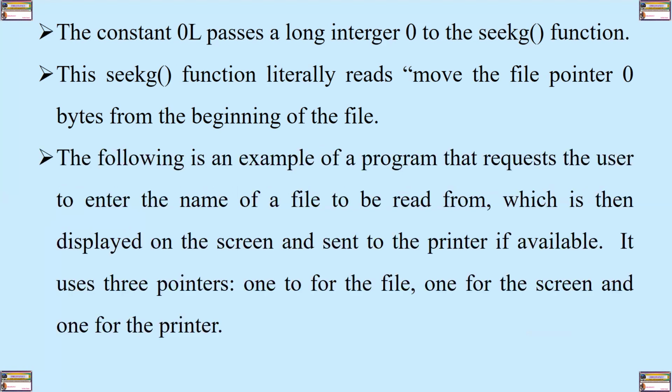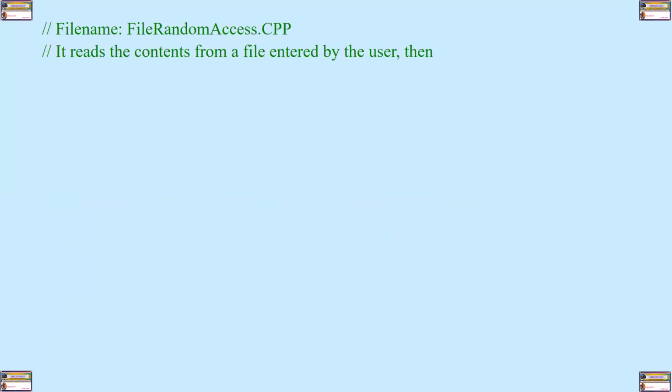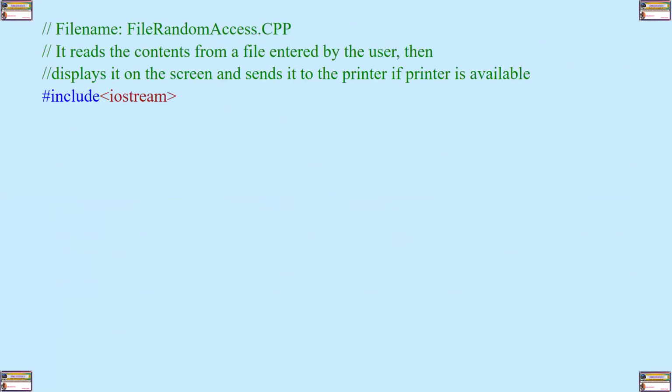So the following is an example of a program that requests the user to enter the name of a file to be read from, which is then displayed on the screen and sent to the printer if available. It uses 3 pointers, one for reading from the file, another for writing to the screen, and the other for writing to the printer. So here is our program. It reads the contents from a file entered by the user, then displays it on the screen and sends it to the printer if available. So we have our preprocessor directives there.